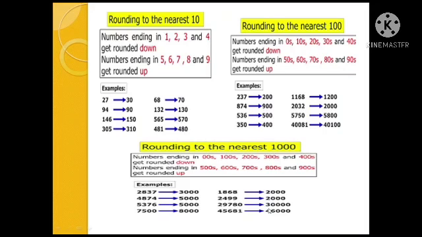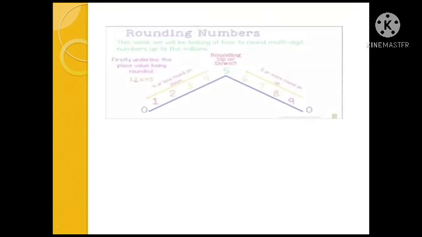If it is 50, 60, 70, 80, 90, we have to round up. So same for nearest 1000. 1000 means we have to compare the hundreds, right? So 100, 200, 300, 400, we have to round down. 500, 600, 700, 800, 900 means we have to round up. Okay, clear? Shall we try some problems?